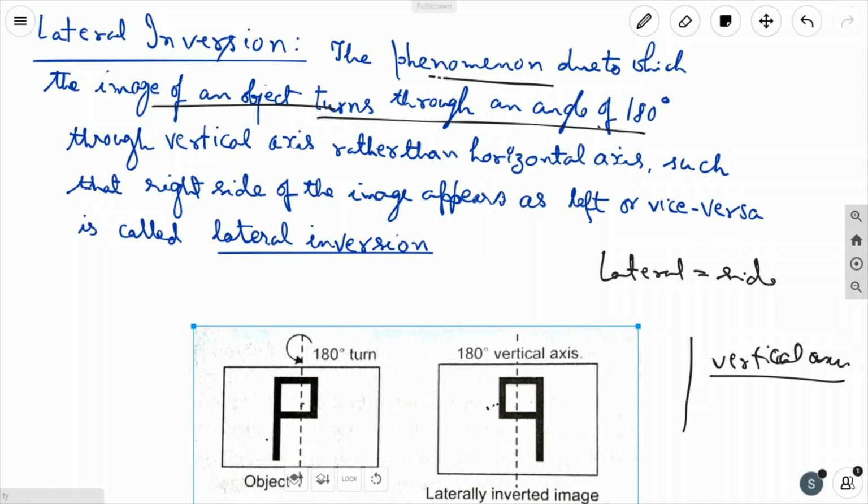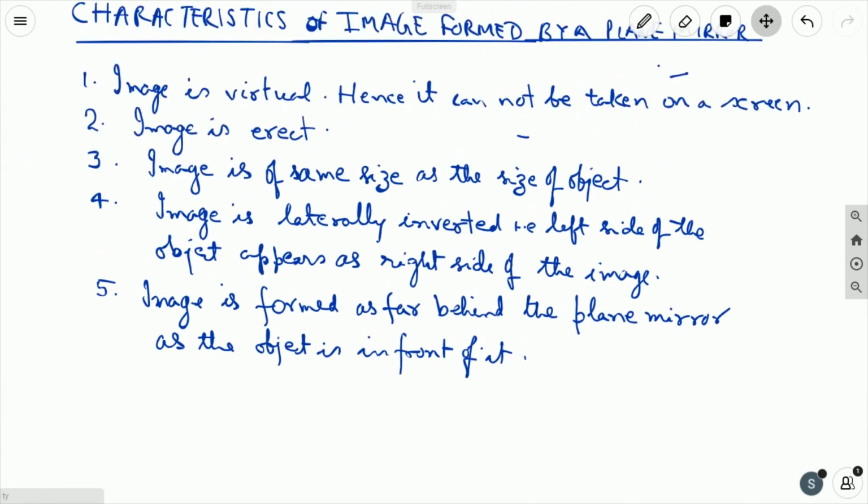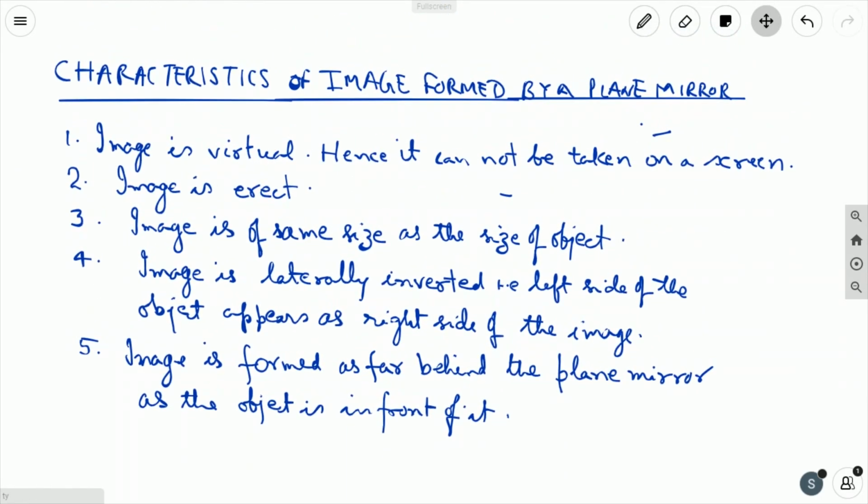After that we will go to the last point, that is the characteristics of the image formed by a plane mirror. Suppose in your house you look at your face in the plane mirror, that is the looking glass. So what are the characteristics of the image formed by a plane mirror? Suppose we have a plane mirror in the house where you can see your face early in the morning, is it not?